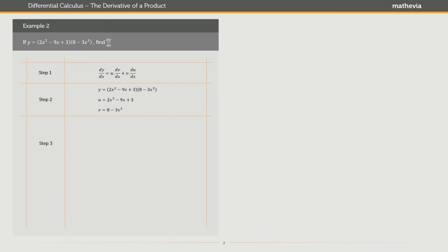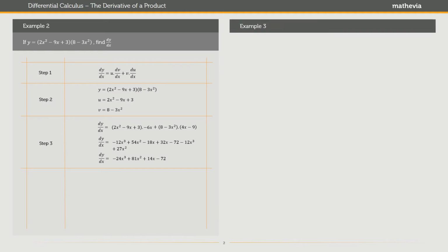From this point, for dy/dx, we keep u constant and we differentiate v. When we differentiate v, we have minus 6x. We add this to keep v constant and differentiate u. When you differentiate u, you have 4x minus 9. From this point on, we just expand that out, and when we do that, we end up with a final answer of minus 24x cubed plus 81x squared plus 14x minus 72. Very simple. Let's do another example.